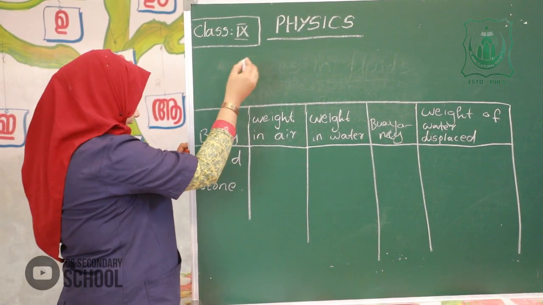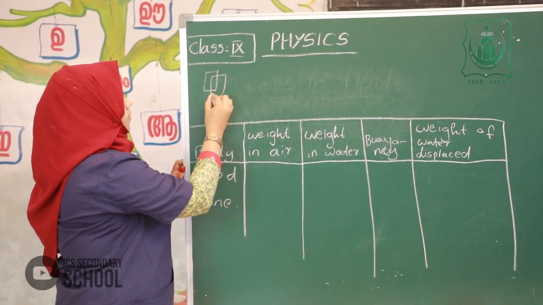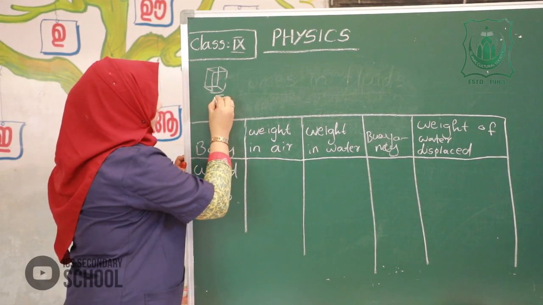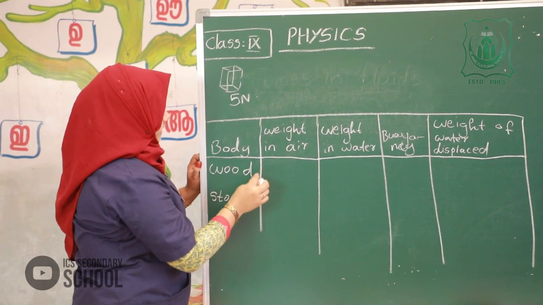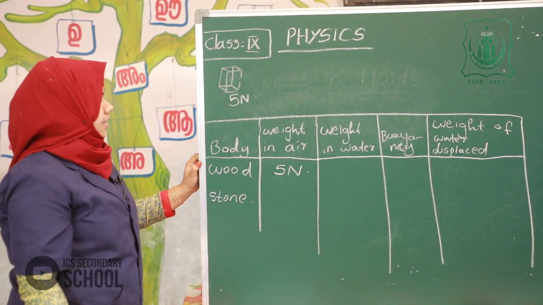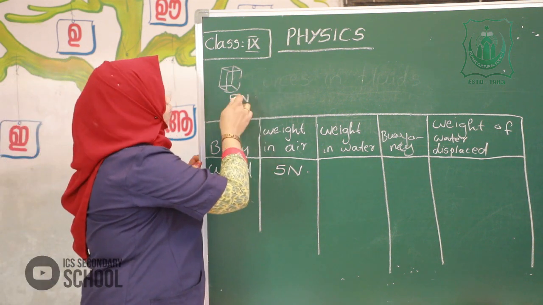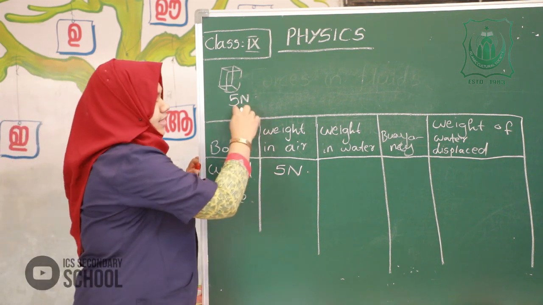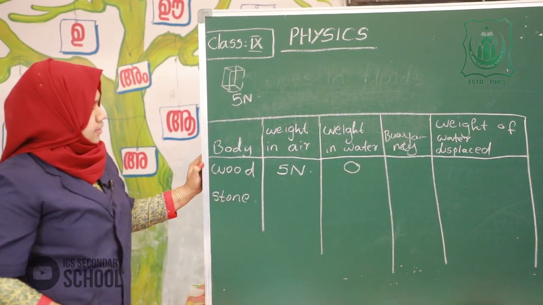So, first I take a piece of wood, about 5 Newton. 5 Newton wood. So, what is the weight in air? That is 5 Newton. Weight in air is equal to 5 Newton. Then I put this wood into the water. Then what will be the weight? We know that it floats on water, so its weight is 0.